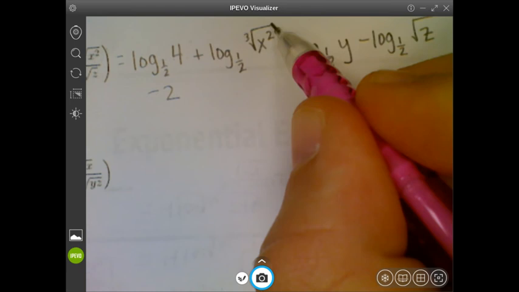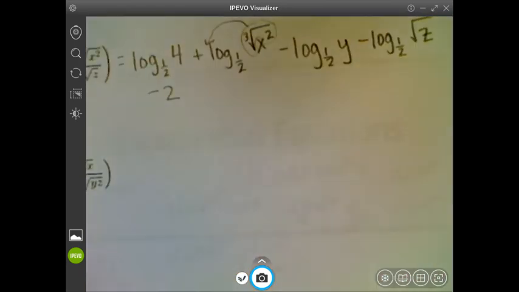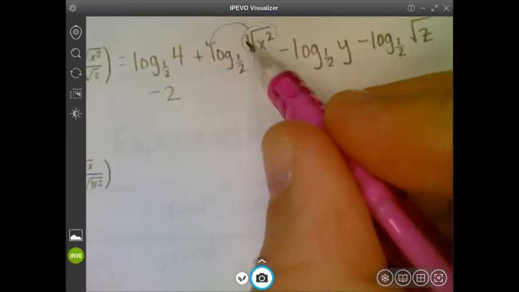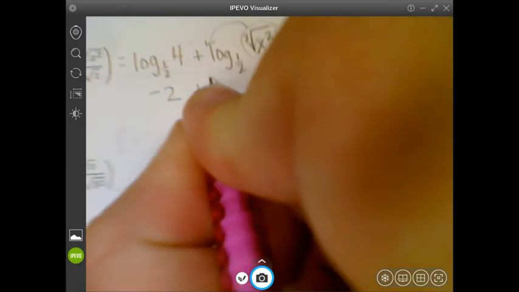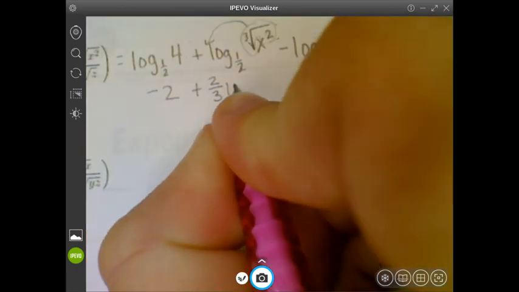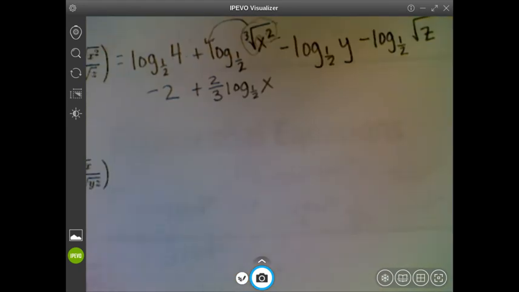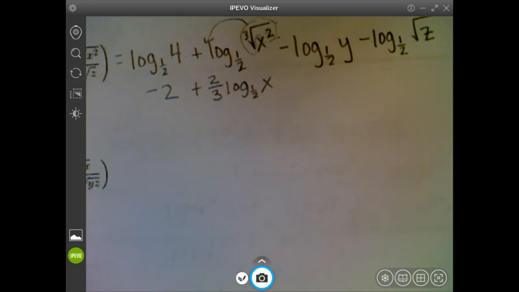And then here, this cube root of x squared is a power. So technically this is all the power that will come out to the front. Because it's a cube root, it's going to be a fraction, and you'll have 3 on the bottom. In the numerator, you'll have the 2. So this will be plus 2/3 log base a half of x. And so whenever you see roots, it will be fraction exponents, and so you'll have the fractions on the outside.